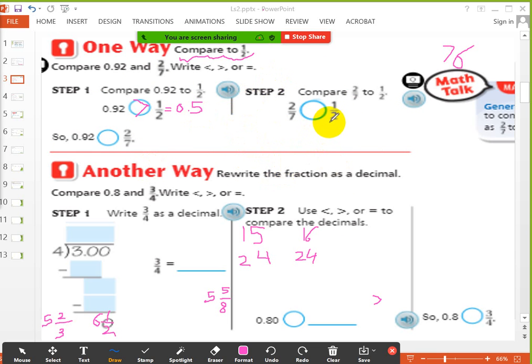So if you want to compare between those numbers, 2 over 7 and 1 over 2, what do I have to do? I have to make the denominators the same or the numerators the same. Okay? The easiest way is to make the denominators the same. How will I make the denominators the same? I will multiply this fraction with 2 and this fraction with 7.